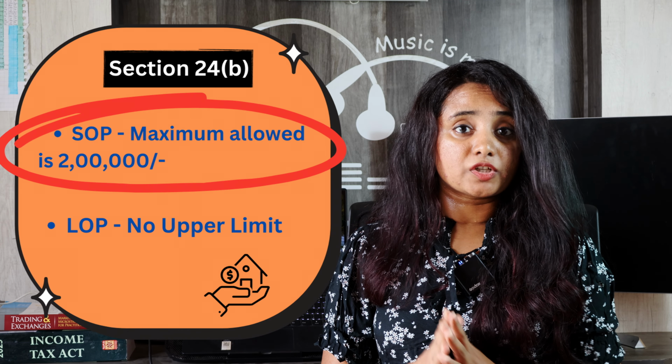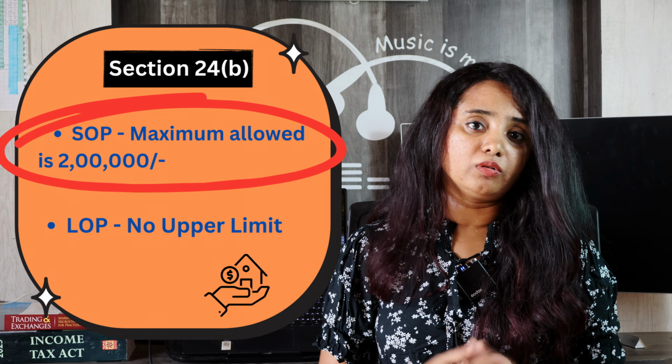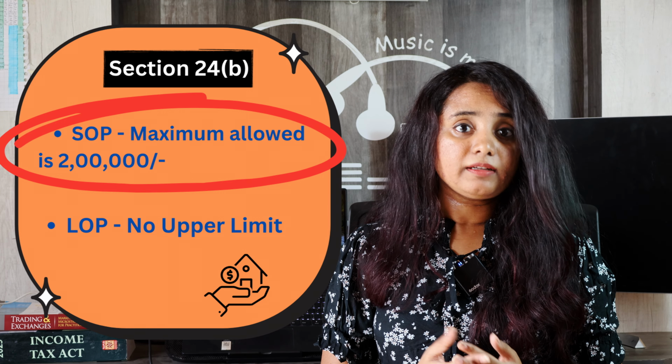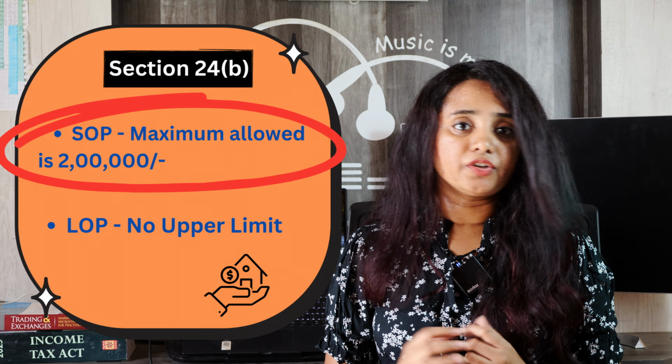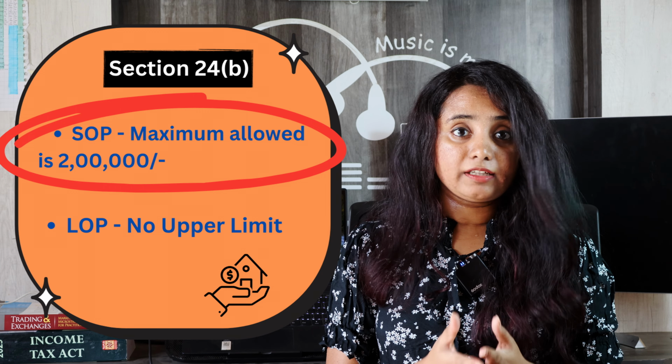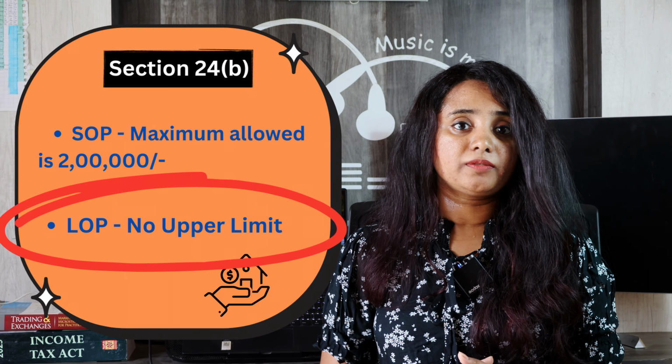Section 24(b) allows you to claim a deduction for the interest paid on a home loan. If your property is self-occupied, then the maximum deduction allowed is 2 lakh per financial year. However, if your property is let out, then there is no upper limit on the interest deduction. But the overall loss from house property that can be set off against other income heads is capped at 2 lakh per year. Any remaining loss can be carried forward for up to 8 years.